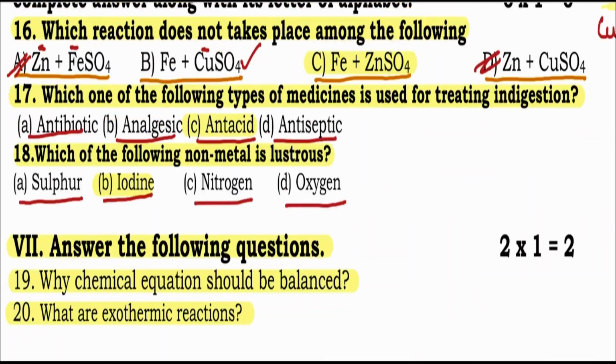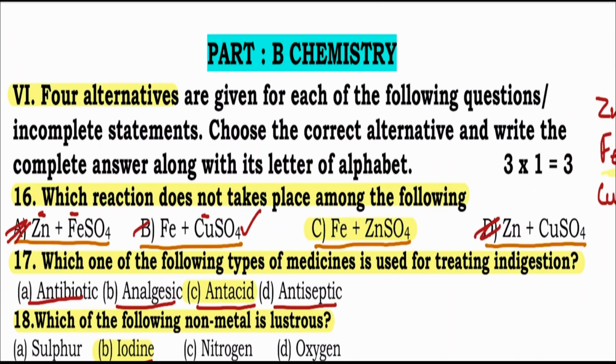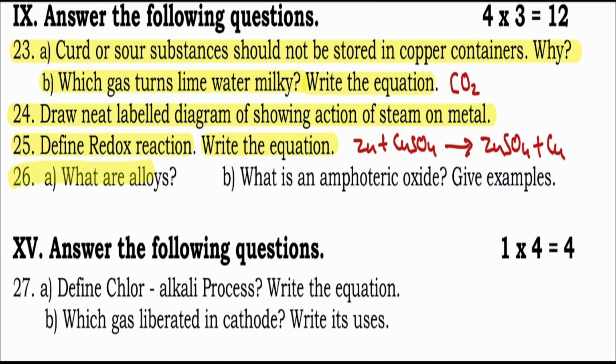If possible, write in comments these two reactions, option A and option B. Question number 26. A. What are alloys? And B is what is an amphoteric oxide? Give examples. Okay. Alloys are metallic substances made by combining two or more elements which are typically metals. Next is what is an amphoteric oxide? Amphoteric oxide is a type of oxide that can react both as an acid and as a base. This means it can neutralize both acids and bases to form salts and water. And examples for this are zinc oxide, which is ZnO, and aluminum oxide, which is Al2O3.